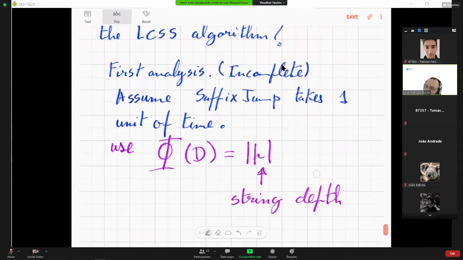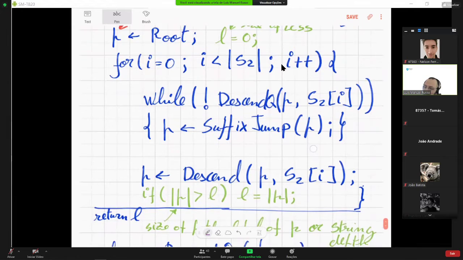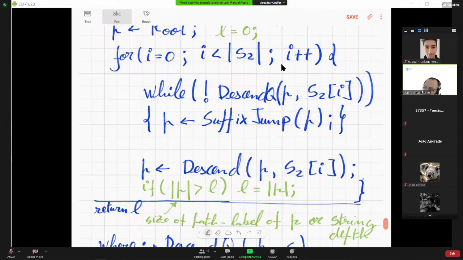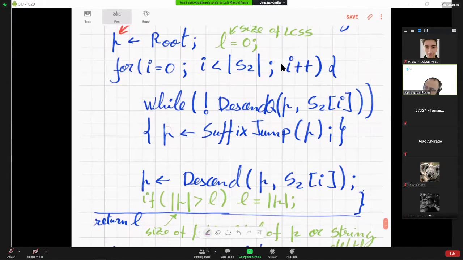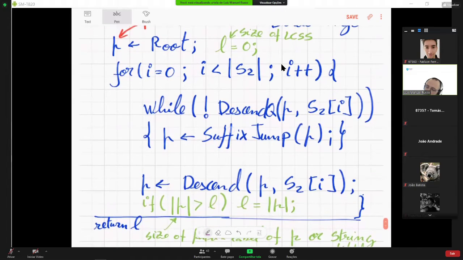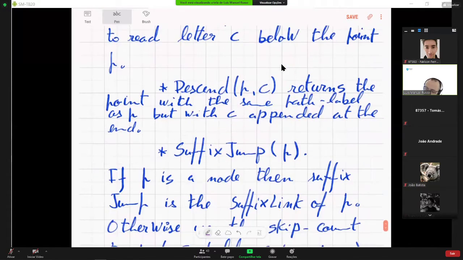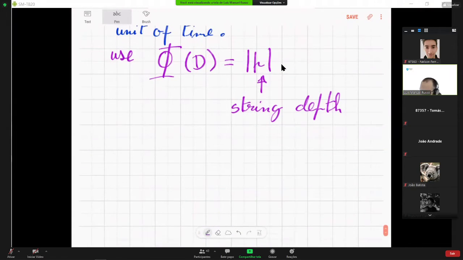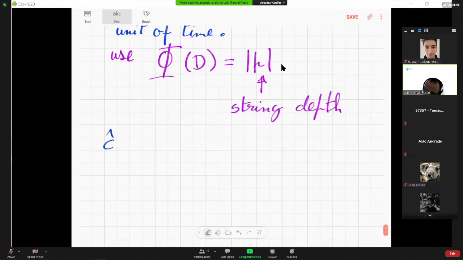Now we can go here, and what do we figure out? In this easy case, this line over here where I use the suffix jump, what's my amortized cost for this operation? Then we'll do the whole cycle. Let's do one at a time. What's the amortized cost of the suffix jump?